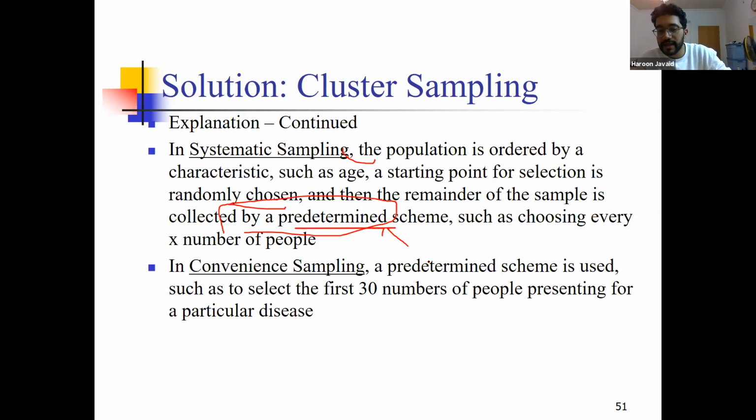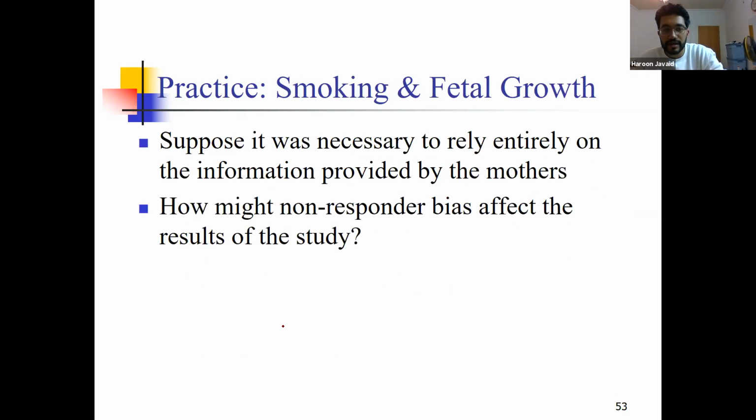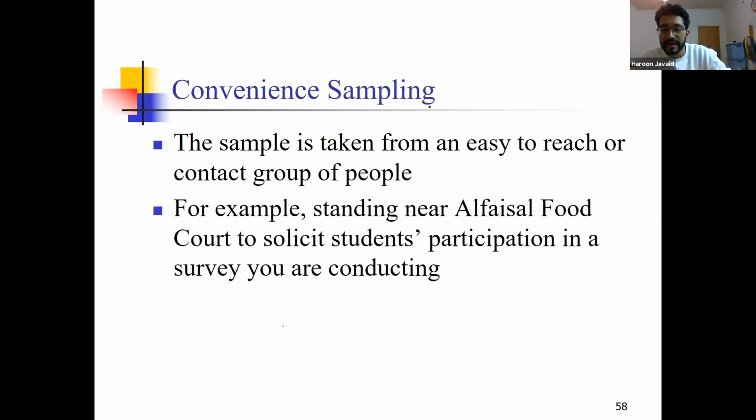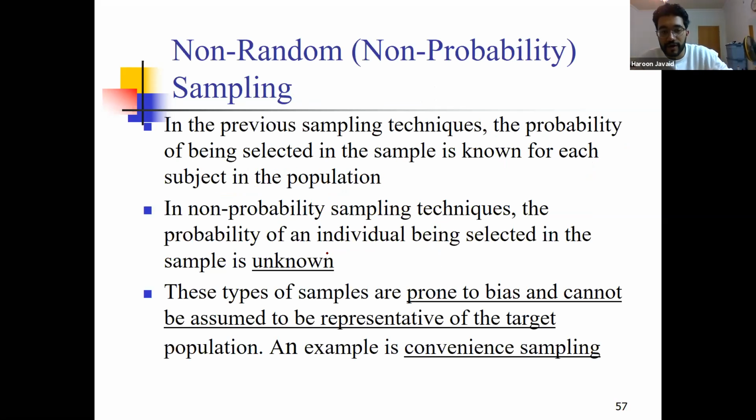In convenience sampling, this is the sampling which is non-random, okay? Over here, they just selected the first 30 people that had the disease. Over here is another example. The sample is an easy to reach or contact group of people. For example, you just go to people standing near the festival food court instead of going into all of the different students, okay? So that's non-random. The probability of selecting everyone is not equal, so it is unknown.